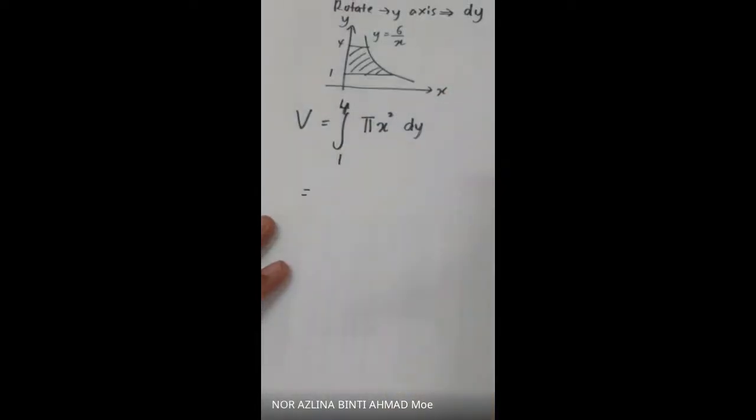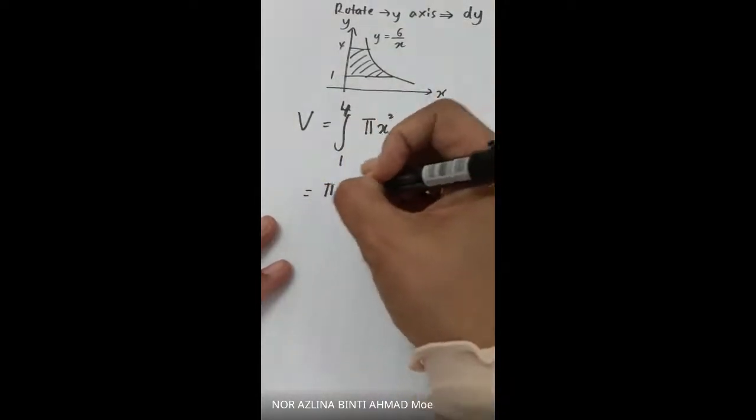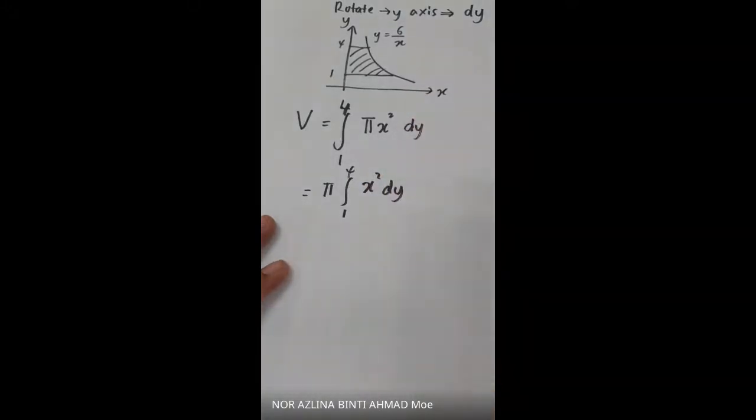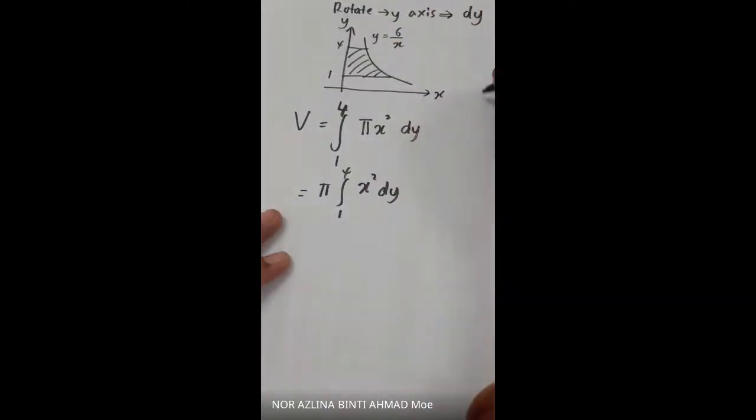Okay, now we want x squared. But now here we have y. How to get x squared? So this is 6 over y. x equals 6 over y. So x squared equals 6 over y, squared. x squared equals 36 over y squared.